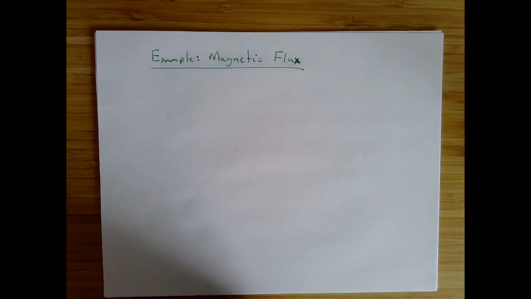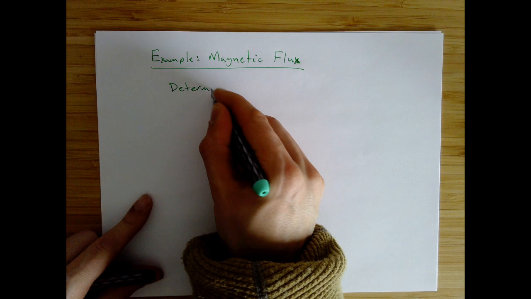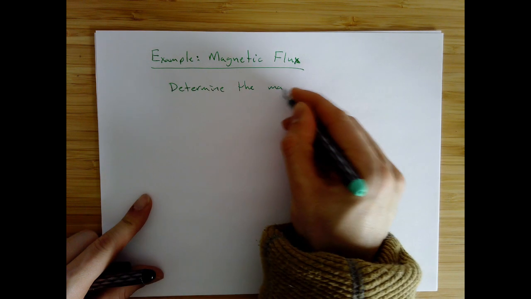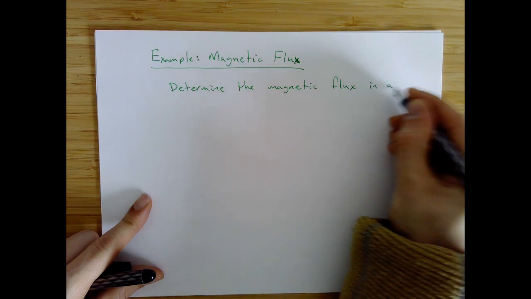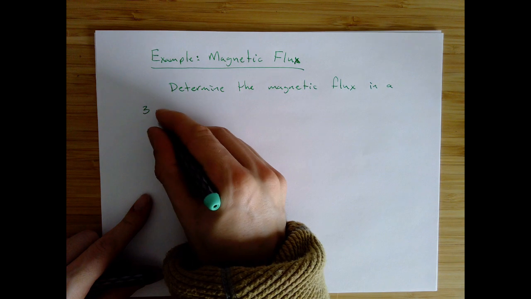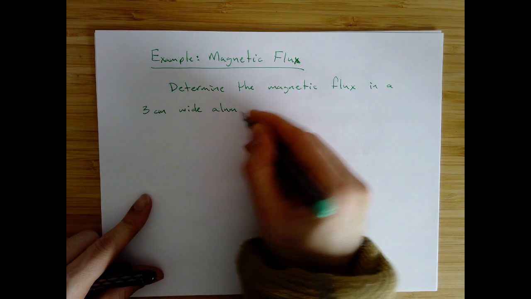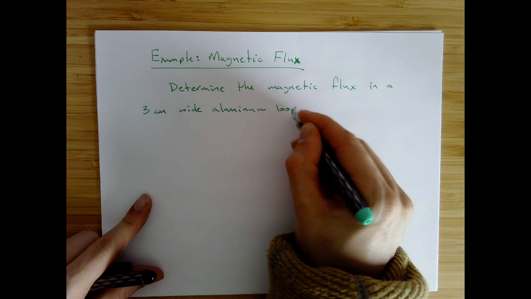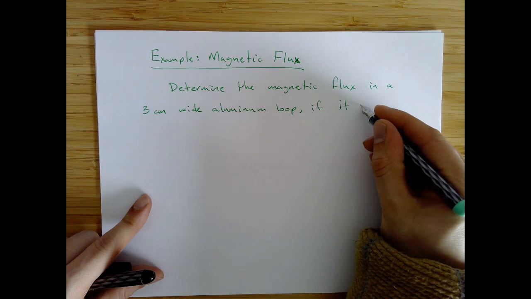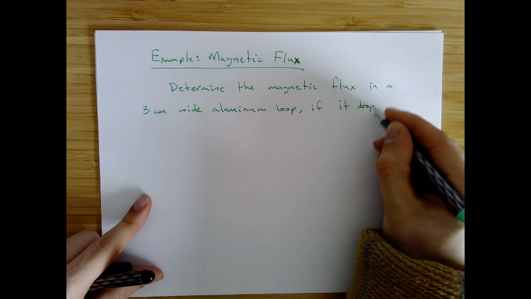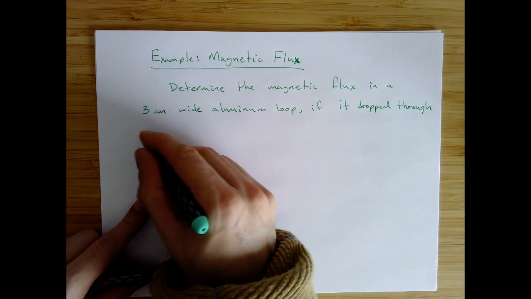In this example, we're going to say, determine the magnetic flux in a 3 centimeter wide aluminum loop if it is dropped through a uniform magnetic field as shown.